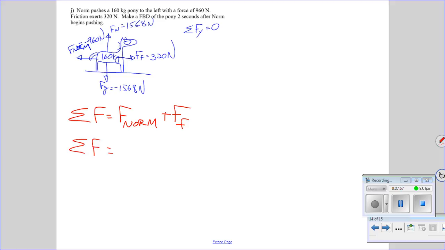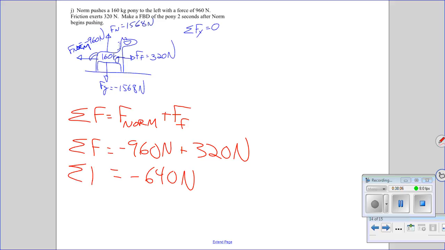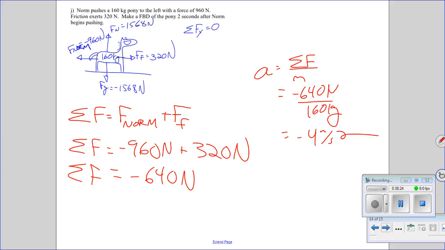All right, so here we go. Negative 960 newtons, 320 newtons. So you get negative, what, 640? And so now you can find your acceleration, right? Well, no. Pretty good?